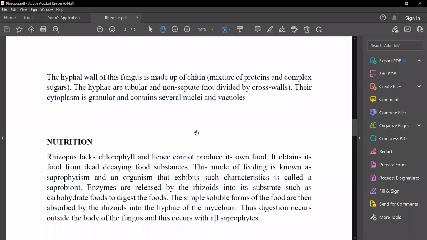So as I said before, organisms that digest the food outside their body before they absorb the nutrients that arise from the breakdown are mostly saprophytes. And as you can see from the slide, all saprophytes do this because they lack the mechanism to digest the food substances. So they do so by releasing enzymes, right? These enzymes break down the food substances into the most simple and soluble form, which is absorbed by the rhizoid cells and then into the hyphae of the mycelium.